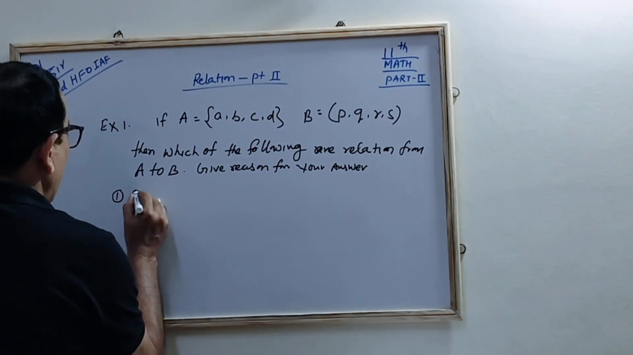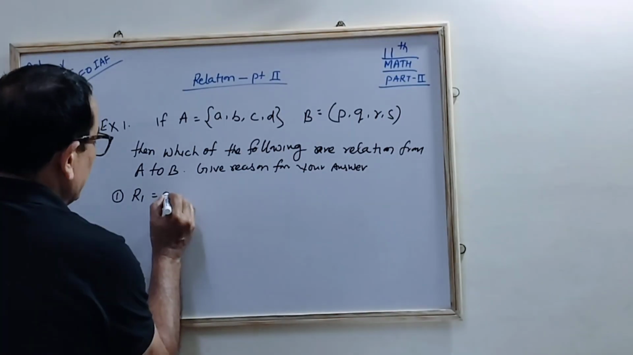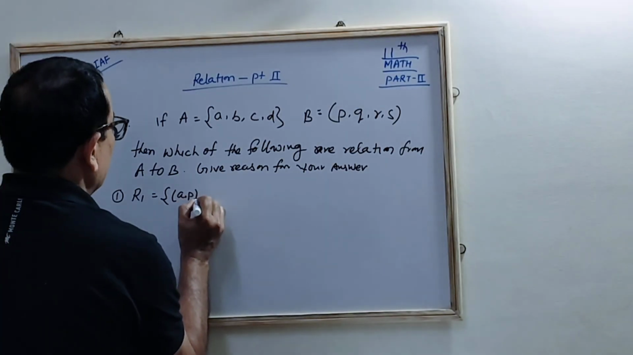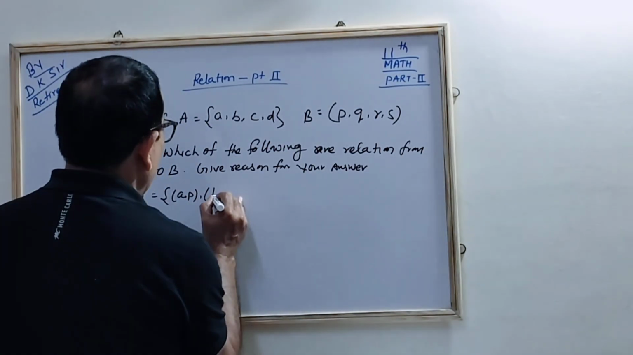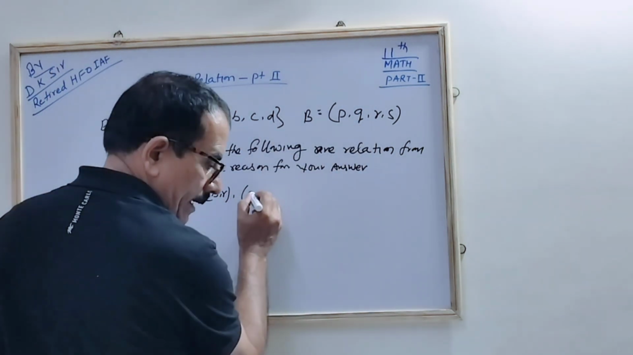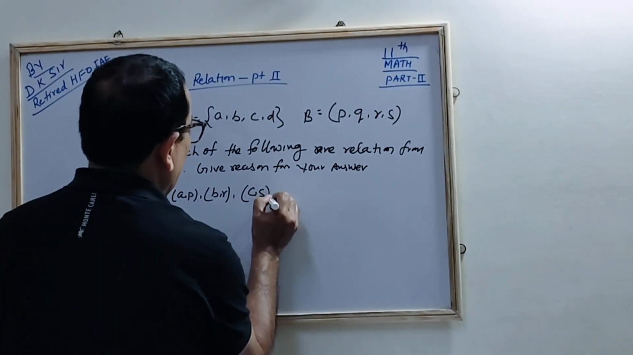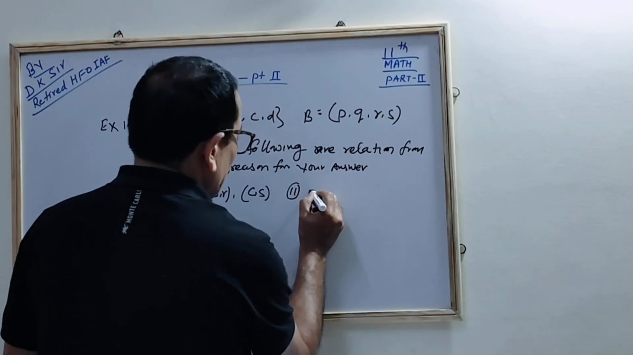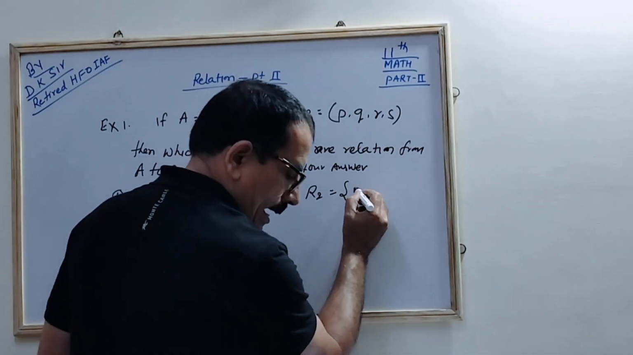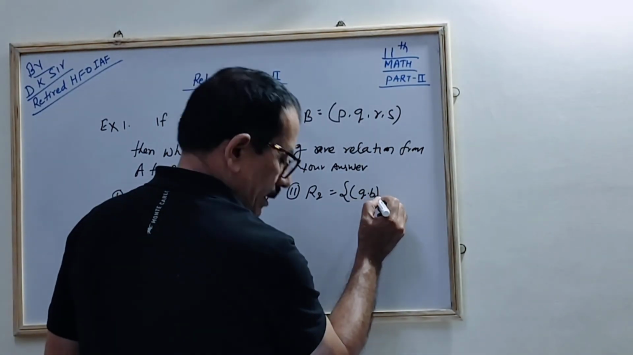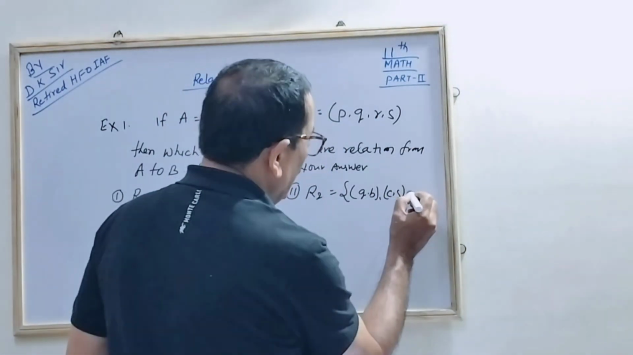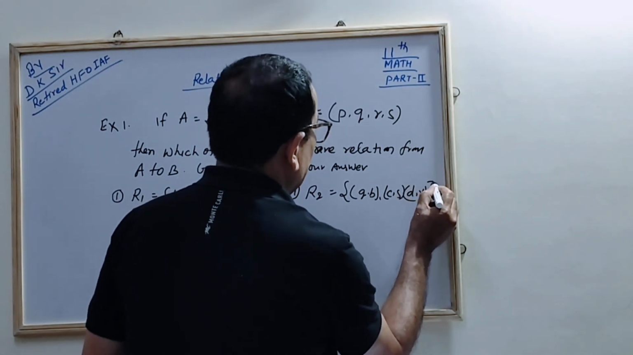They have given the relation R1 as a relation from A to B, with elements (a, p), (b, r), and (c, s). The next one is R2, another relation, with elements (q, b), (c, s), and (d, r).